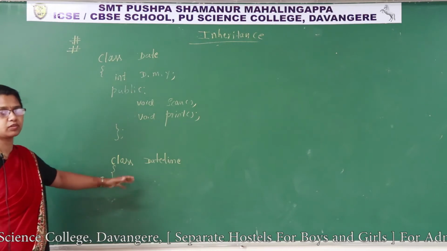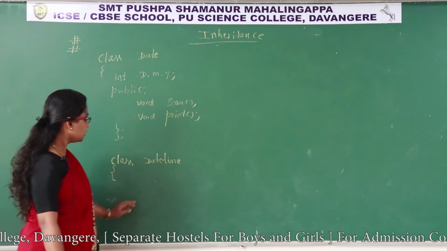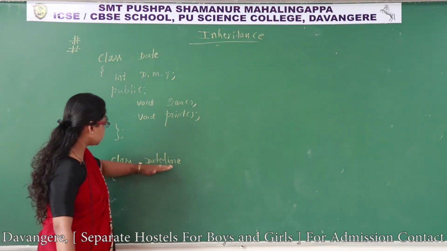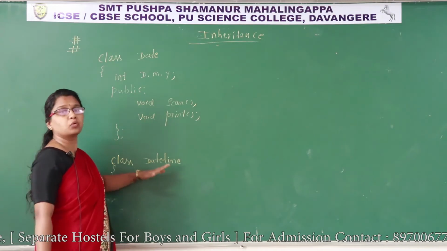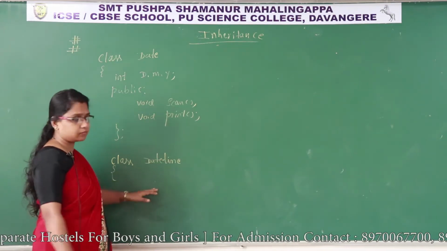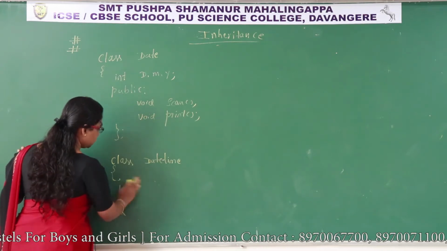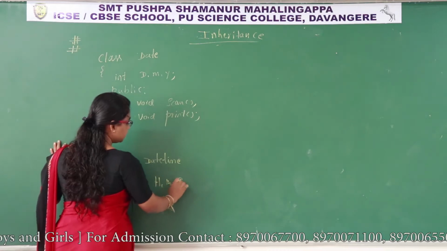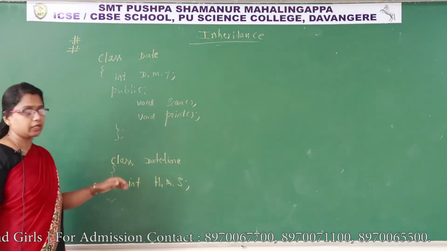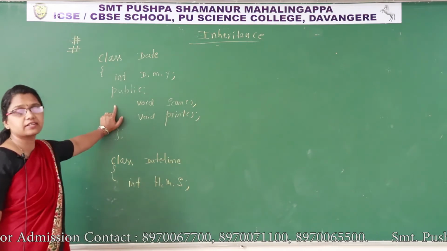What are the attributes for the time? That is hour, minute and second. These are the attributes. When you consider this class, it contains only the properties of time. Public, int hour, minute and second. So this class is going to inherit the properties of the existing class.